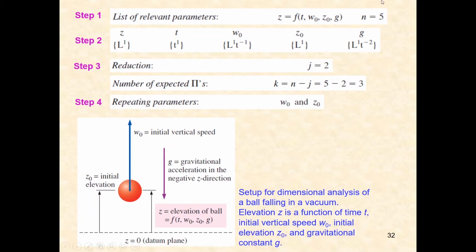The repeating parameters are the ones that you are sure are the independent variables, the ones that we set, the ones that we can manipulate. In this case, these are decided by us when we do the experiment. We can set the initial velocity and the initial height. Gravity is constant. We seldom use g because it is not something that we can manipulate, and the same goes for time. Time you cannot change. And as we know, our dependent variable is z.